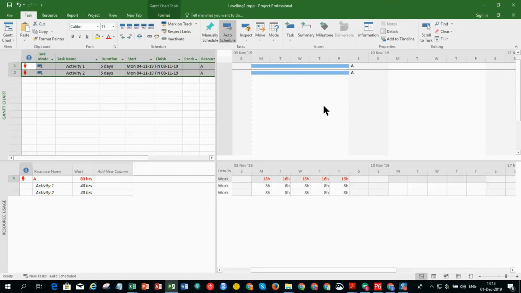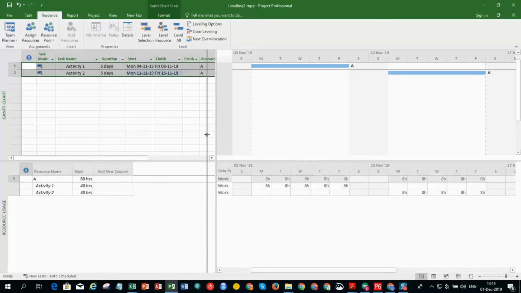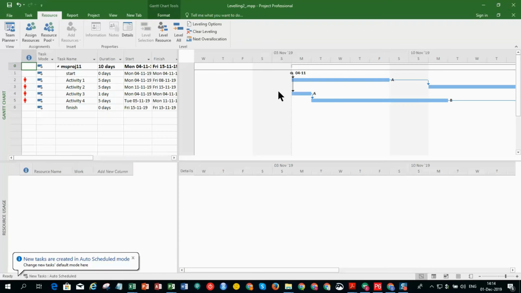You can also see that it is quite easy to resolve over allocation by delaying one of the activities against the other. And Microsoft Project can perfectly do this for us. If we go to resources and level all, we can see that resource over allocation is resolved by delaying activity 2 against activity 1. Another question is, okay, what is so cool about Spider if even Microsoft Project can do it?